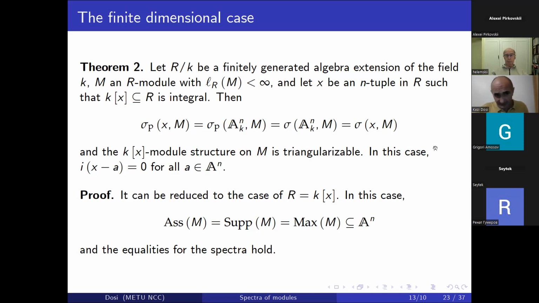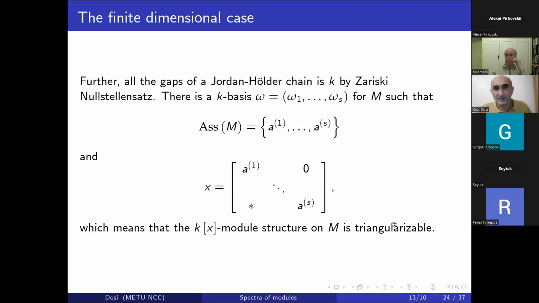Well, the proof was almost done, but let's do it. If R is K[X], you can reduce to the case R is K[X], applying the previous result. Associated, support, maximal, they are the same. Now you just need to apply the previous result, right? You will get equality of all spectra. So you have a Jordan-Hölder series, right? All the gaps will be K by the Zariski-Nullstellensatz. So that means you can choose a basis. This is your associated prime. Look, all your tuple looks like that. On the diagonal, we have these spectral values. So it's a triangular shape. Look, this is the analog of the operator theory result on triangulation.